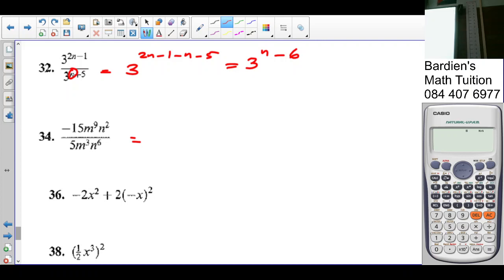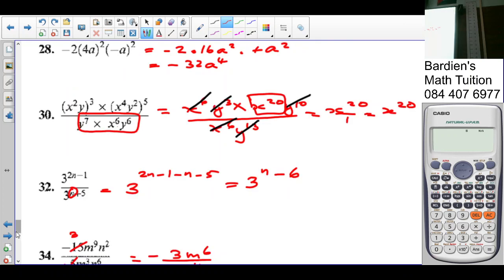What's negative divided by positive? Negative. 5 going into 5 once. 5 going into 15? 3 times. So it's 3. Where's there more m's? Top. So it's going to be m^6. Where's there more n's? 6 minus 2 is? You all okay with that?